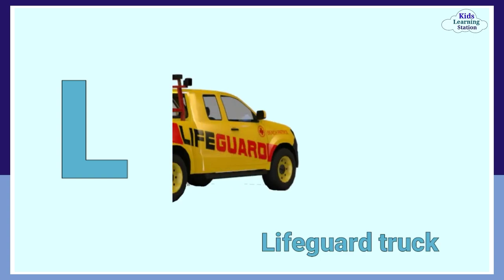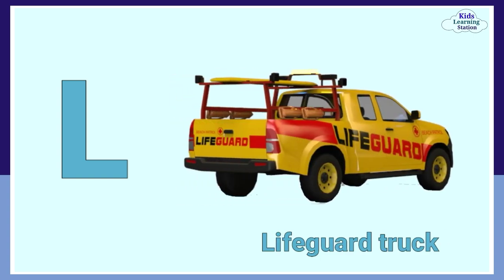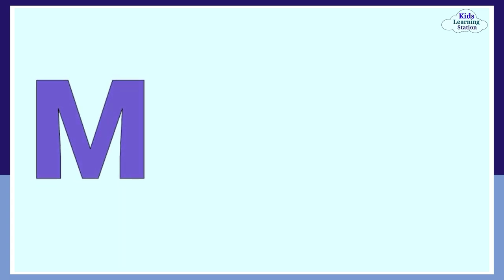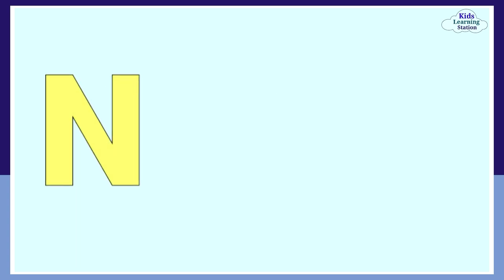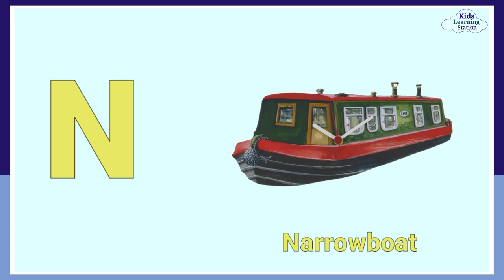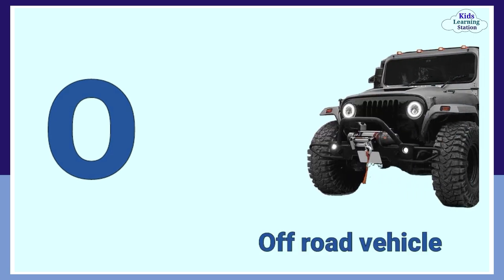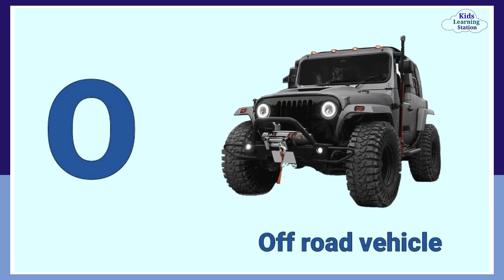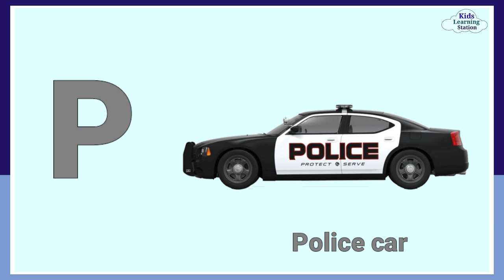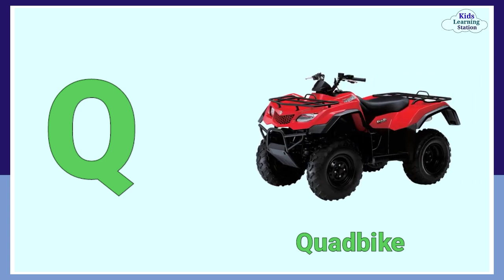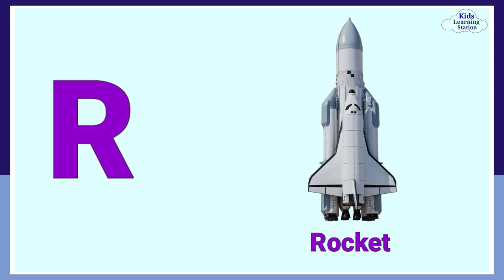L is for lifeguard truck. Lifeguard truck. M is for motorcycle. Motorcycle. N is for narrowboat. Narrowboat. O is for off-road vehicle. Off-road vehicle. P is for police car. Police car. Q is for quad bike. Quad bike. R is for rocket. Rocket.